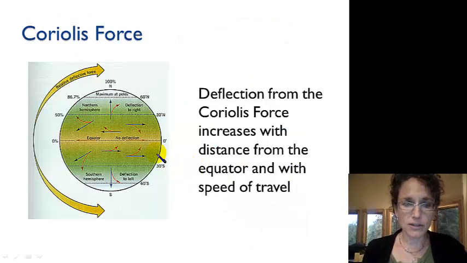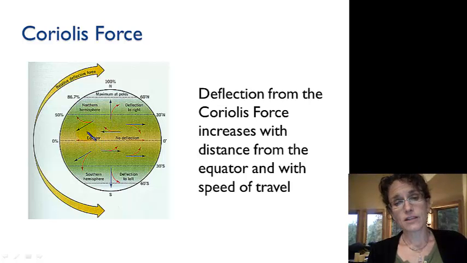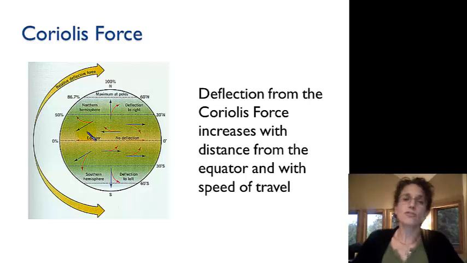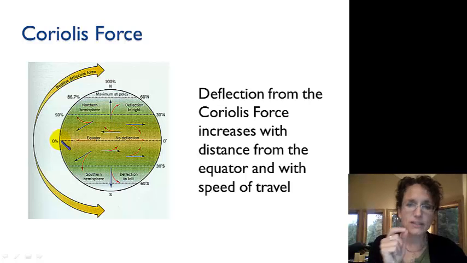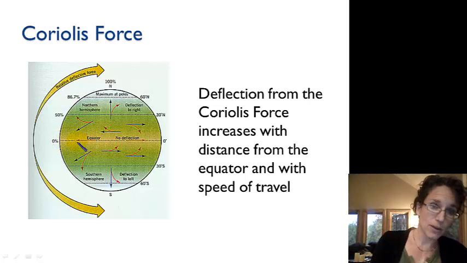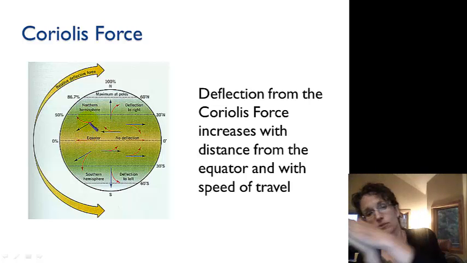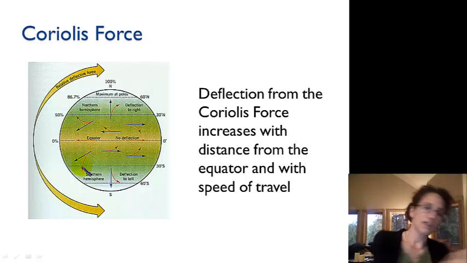The other important factor of the Coriolis force is the amount of deflection varies depending on the velocity, so the speed of travel, and it also depends on your latitude. So if you're exactly perfectly at the equator, there is no Coriolis effect. There's not going to be any deflection. So if you're moving along the equator, there's no deflection. Now, if you were going to move to the north from the equator, that deflection would go to the right. And if you moved to the south from the equator, that deflection would be to the left.